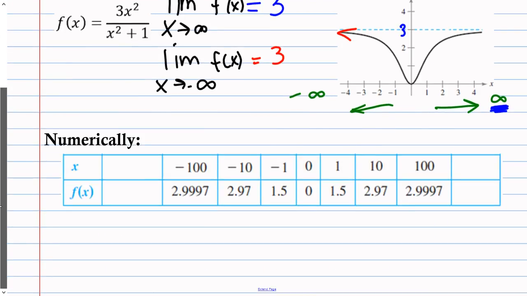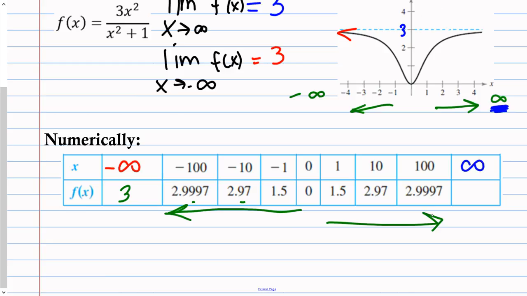Numerically, if I go down to this table, it's basically the same idea, only that instead of trying to figure out where it's headed towards somewhere in the middle, like before, I'm looking at the ends. Here I'd be headed to negative infinity, and on the right side, I'd be headed to positive infinity. But you're still looking at the table itself. Headed this way, what's happening? It was 0, 1.5, 2.97, 2.9997. It's just getting closer and closer to 3. On the right, as it's going to the right, same thing.